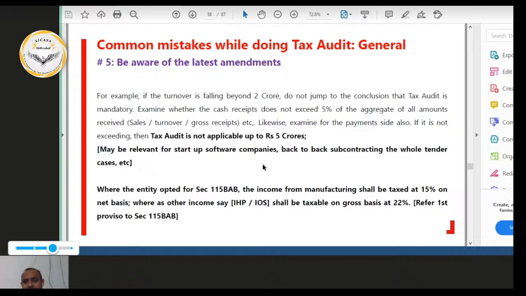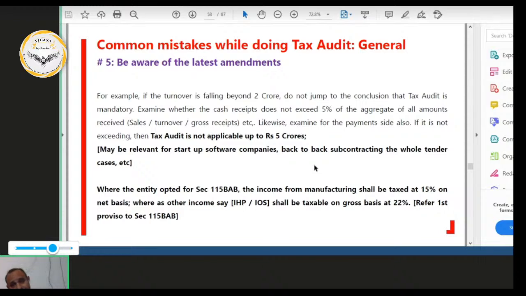Right, beware of the latest amendments, this also. I told, see, immediately in the software company, 3.5 crores turnover. He started doing that, yes, tax audit is applicable. Then upon closer examination, we realized that the cash payments do not exceed 5%. Cash receipts do not exceed 5% of the total receipts. Then tax audit is not applicable up to 5 crores. So that benefit can be taken. So beware of the latest amendments.